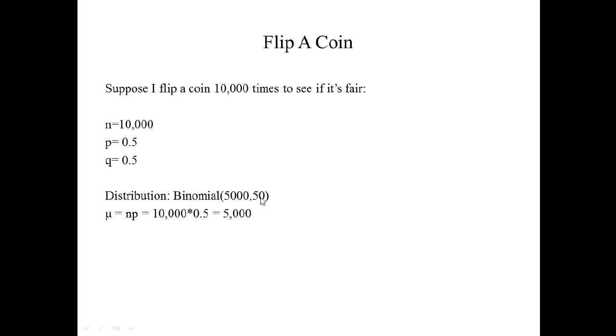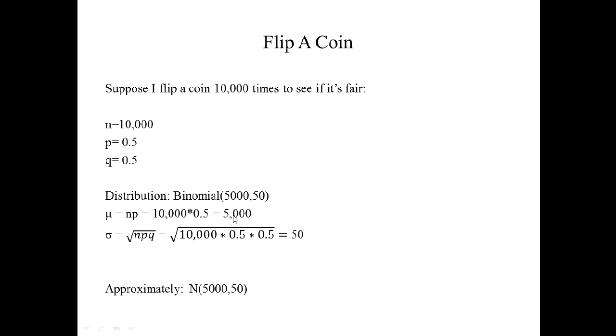So why is the standard deviation 50? So we'll see here. The formula for standard deviation sigma is equal to the square root of npq, which if you do the calculation, you get 10,000 times 0.5 times 0.5, take the square root, that's equal to 50. Furthermore, the mean mu is just equal to n times p, so that's just 10,000 times 0.5, which is 5,000.